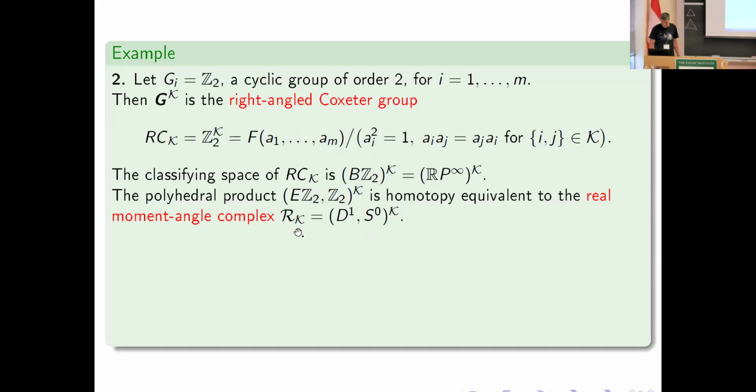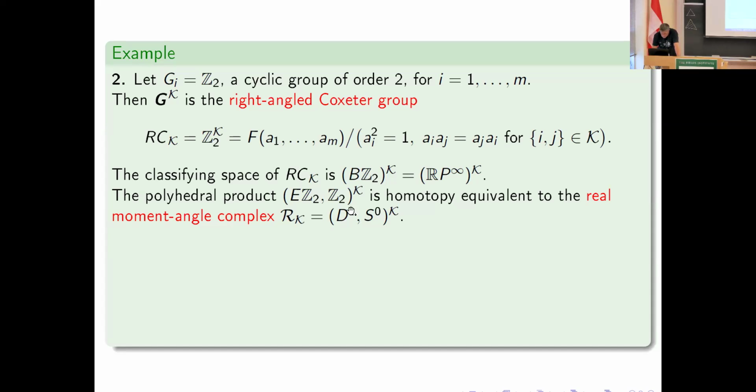And similarly, if you do EZ mod 2 and Z mod 2, then EZ mod 2 is just a point, and Z mod 2 is just 2 points. So basically, you can replace this EZ mod 2 with something homotopy equivalent to it. You can take the simplest case as just one disk, and so you see that this polyhedral product is actually homotopy equivalent to the polyhedral product of a segment and 2 points, which is sometimes called the real moment-angle complex.